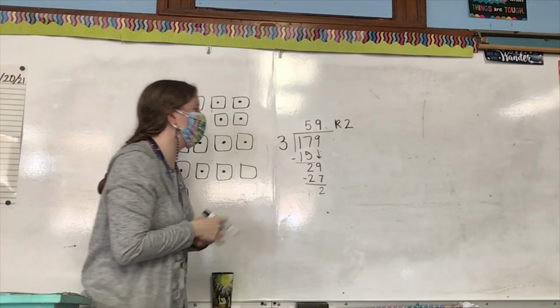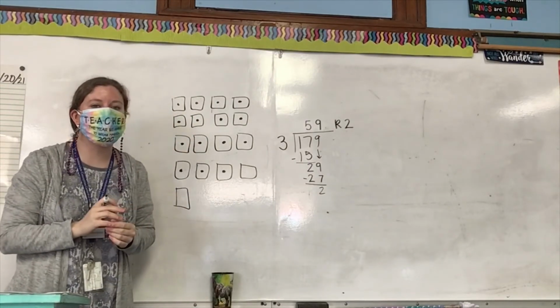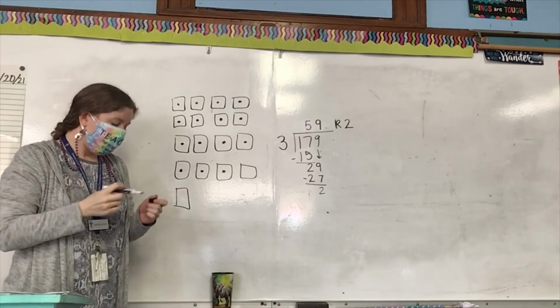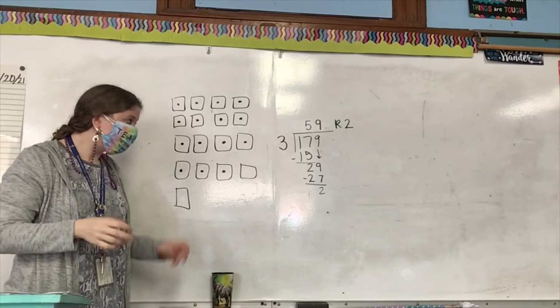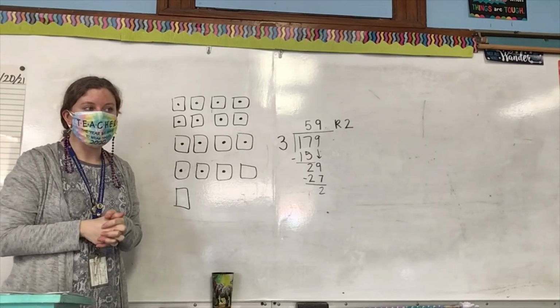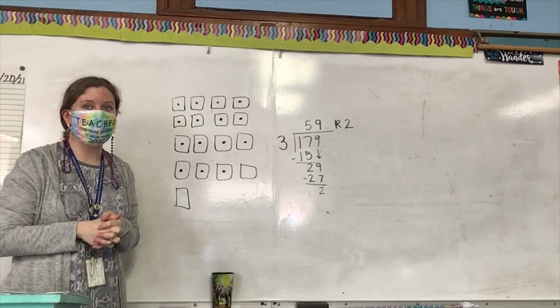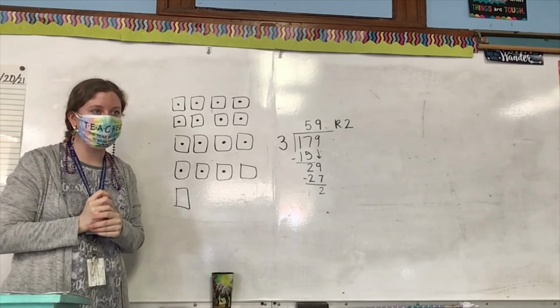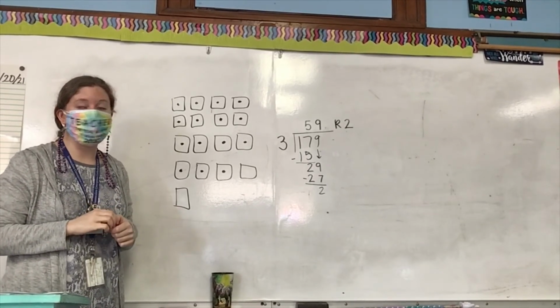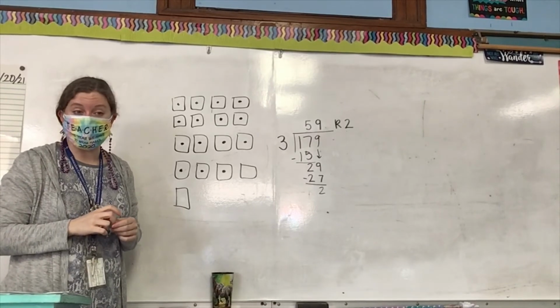So class, 179 divided by 3 is... 59. 59 remainder 2. Okay. You guys have had 3 days of practice, so now you're ready to do it on your own, independently. Make sure that you are going slow, you are being neat.